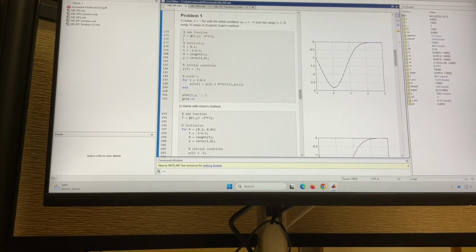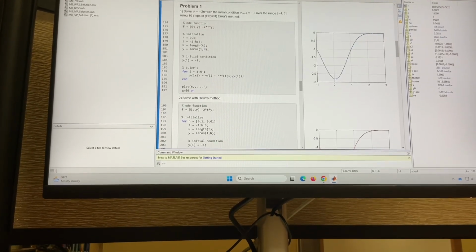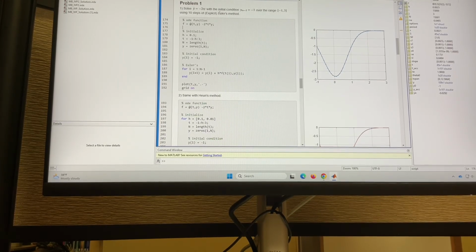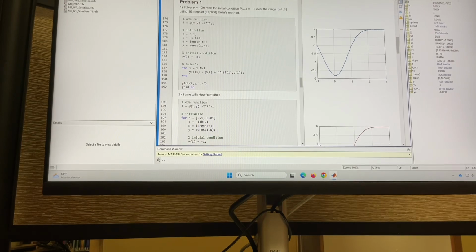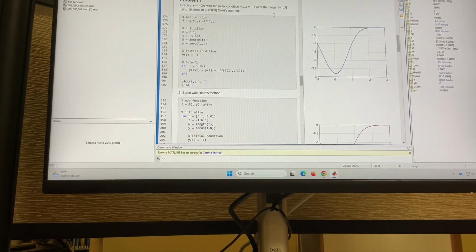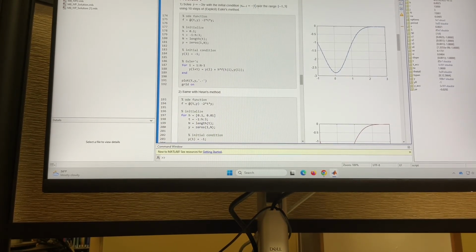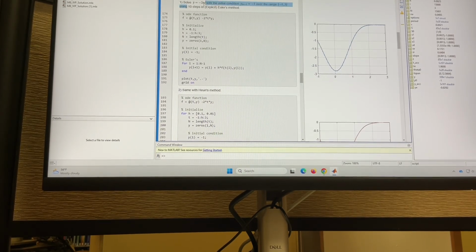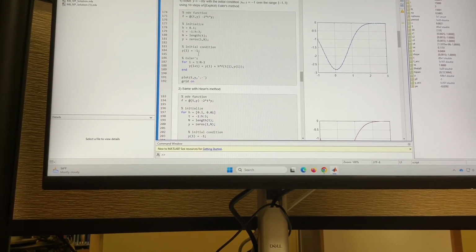Everyone, this is for lab 8. So problem number 1 says solve y' equals negative 2 times t times y with the initial condition of y at t equals 1 equals negative 1, over the range of negative 1 and 3. We're going to do it in 10 steps. So the first one, we're going to use Euler's.